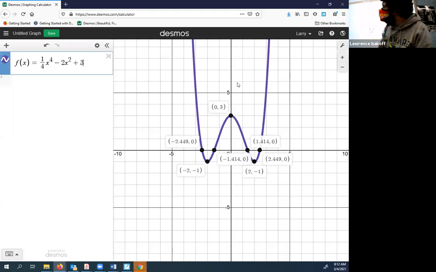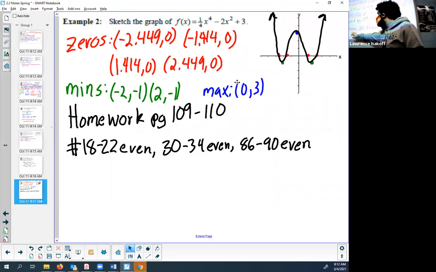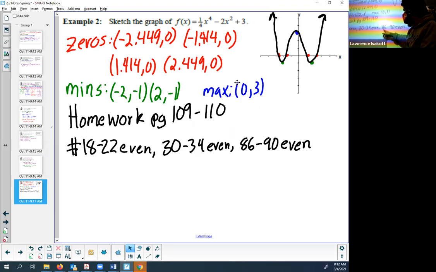So that is all for the notes. For the homework, I want you guys to try on pages 109 through 110, 18 through 22 even, 30 through 34 even, and then 68 through 90 even.